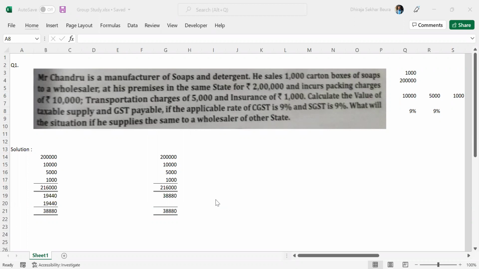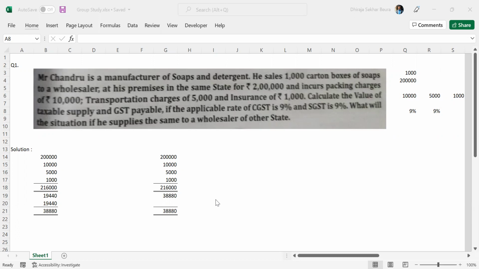Very simple question. Mr. Chandru is a manufacturer of soaps and detergent. He sells 1,000 carton boxes of soaps to a wholesaler at his premises in the same state. So the first one is same state only. Very simple. If it is same state, we'll have CGST and SGST. For 2 lakhs, so the value of the transaction is already given.